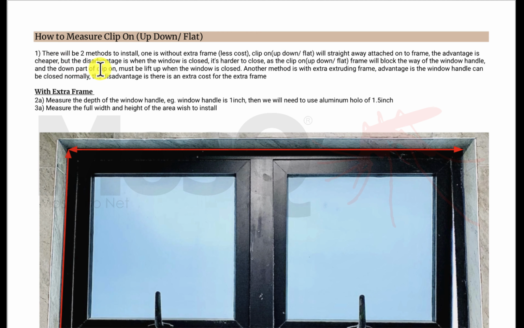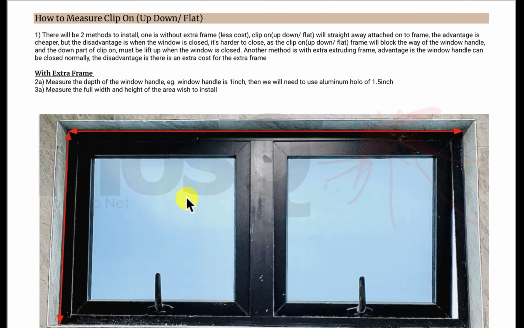And the down part of the clip-on must be lifted up when the window is closed. So when this window is fully closed, the window handle will come inside, so the clip-on netting must slide up to give way to the handle. Another method is with extra extruding frame. The advantage is the window handle can be closed normally. The disadvantage is there is an extra cost for the extra frame.